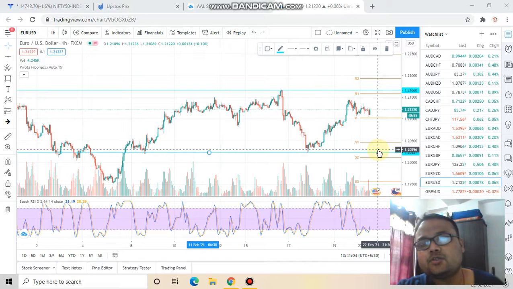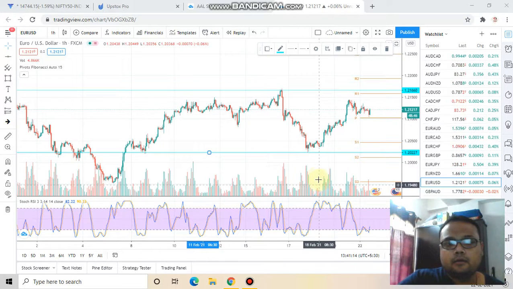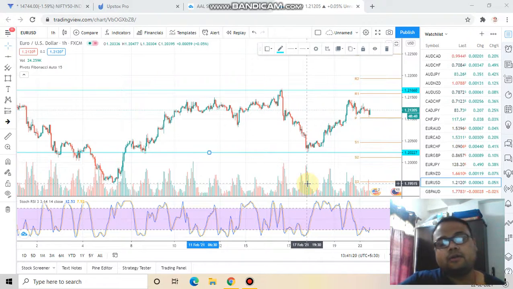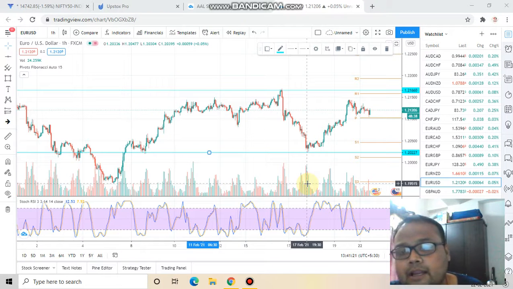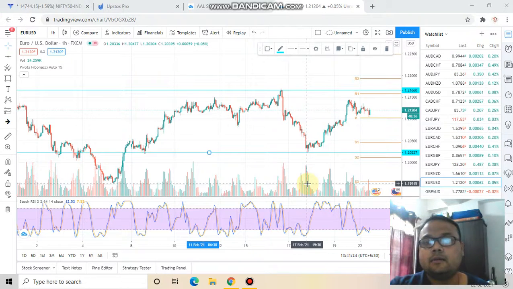Okay, in case support or the 1.2022 level fails to give support to the market and it reaches the support level, then you can short the market for a target of 1.1951. Okay, but as of now you don't need to trade.